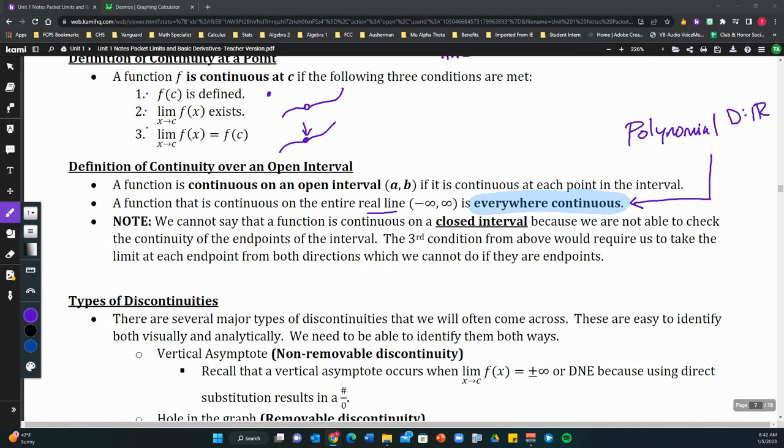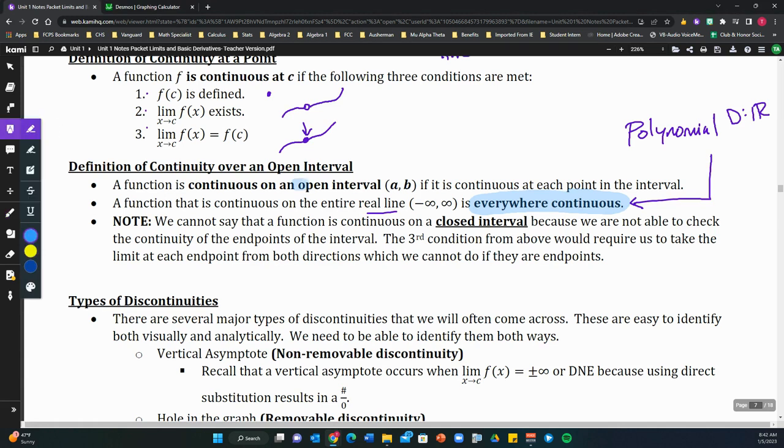Now, one little note to add in with this, notice that it says open interval and not closed interval. Remember the idea of these intervals. Open intervals means we're not actually including the endpoints of the interval with whatever it is we're talking about. So in this case, continuity. So we can't actually say that a function is continuous on a closed interval because in order to do that, you'd have to be able to check the three conditions for x equals a at the beginning and x equals b at the end of the interval. And because they are endpoints, we wouldn't be able to evaluate the limit as x approaches c.